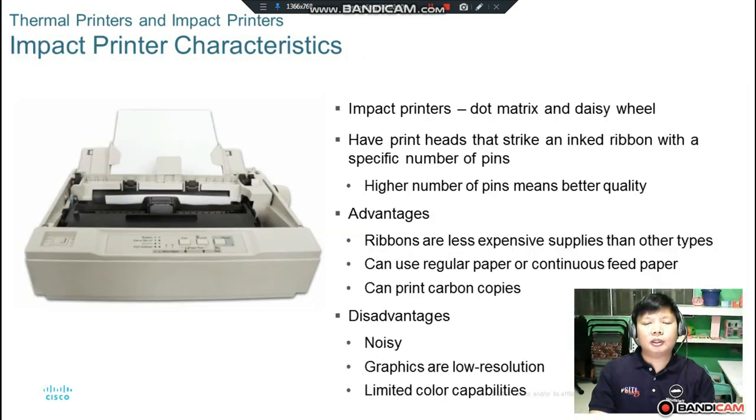Impact printer characteristics. Impact printers, dot matrix and daisy wheel, have print heads that strike an ink ribbon with a specific number of pins. A higher number of pins means better quality. Advantages: ribbons are less expensive than supplies for other types, they can use regular paper or continuous feed paper, and can print carbon copies. Disadvantages: noisy, graphics are low resolution, limited color capabilities.